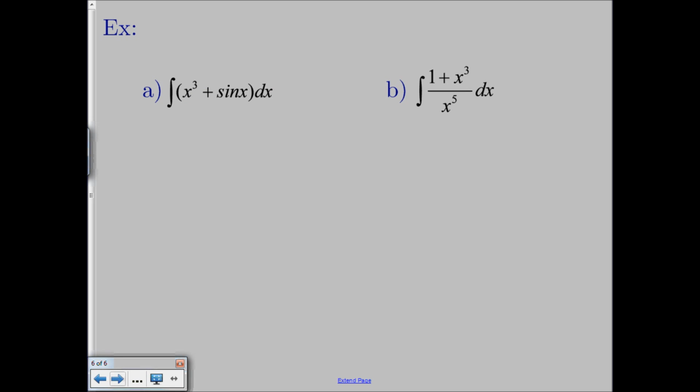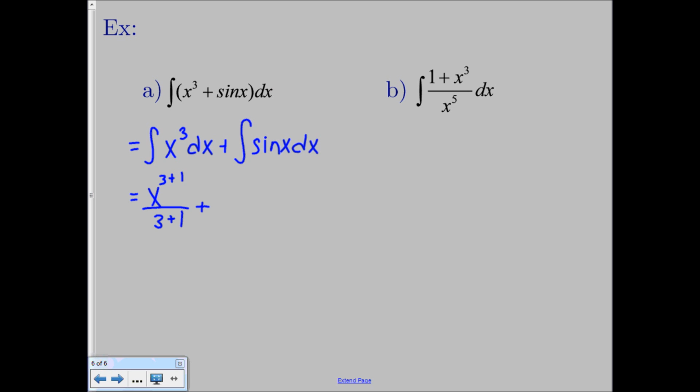So now we're going to take some time to do two slightly harder examples. For the first one, we're going to use that sum and difference rule. So we're going to just split up this integral. We're going to make it the integral of x cubed dx plus the integral of the sine of x dx. And whenever you split integrals up, you want to make sure to write that dx with all of your terms. So now for the first one, since it's just x to a power, we're going to use our power rule. We're going to do x to the 3 plus 1 over 3 plus 1 plus, we just learned that the integral of sine of x is just negative cosine of x plus c.